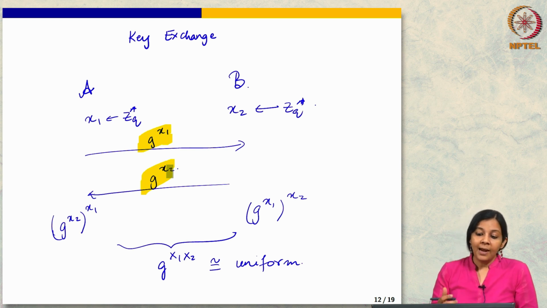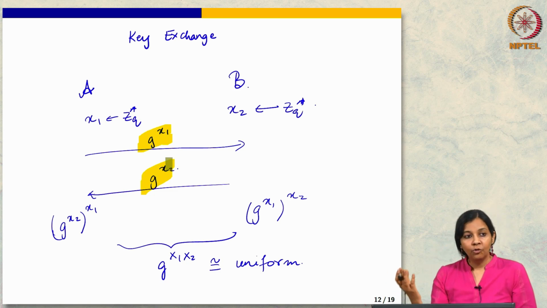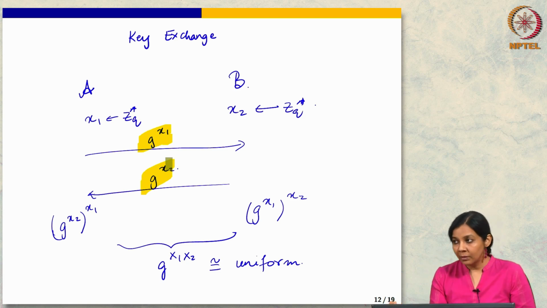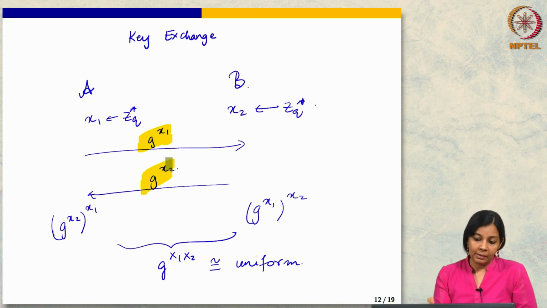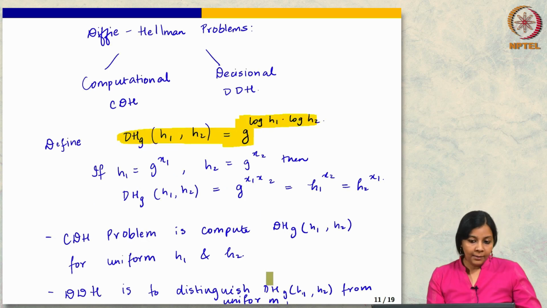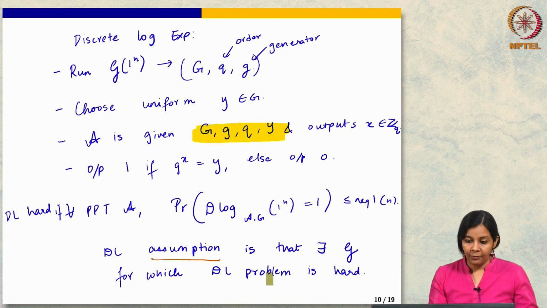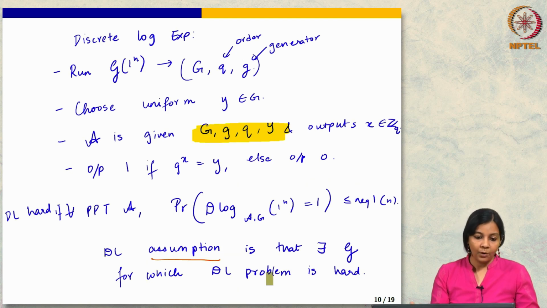That means that in the view of the eavesdropper, what she sees is G to the x1 and G to the x2, and now G to the x1 x2 is actually uniform. That means that it is indistinguishable from another random element in the group. So, she learnt exactly nothing about the secret key that was agreed upon. Now, I want to make a couple of quick remarks right before we stop for today.